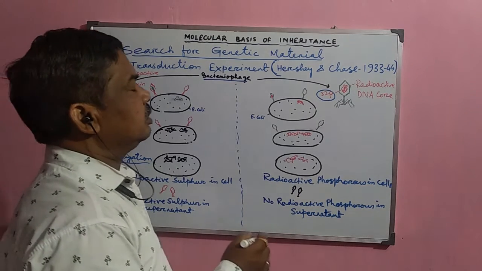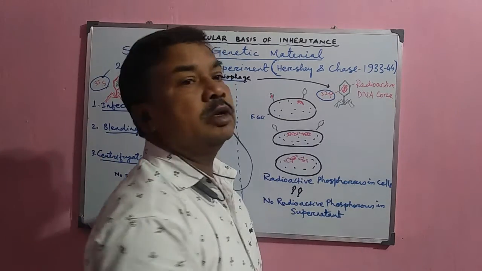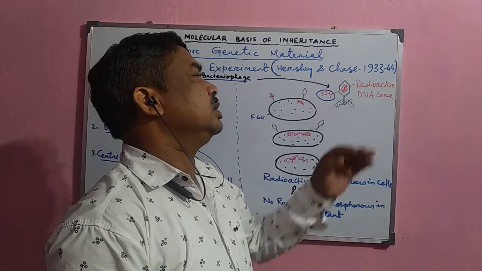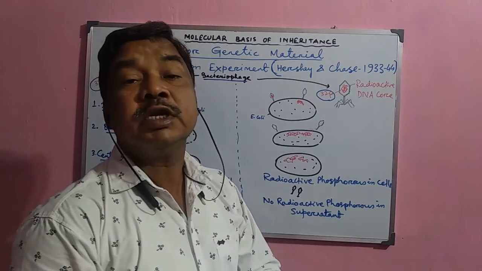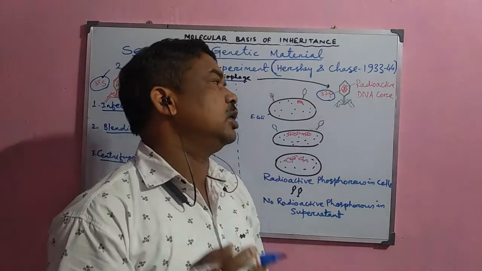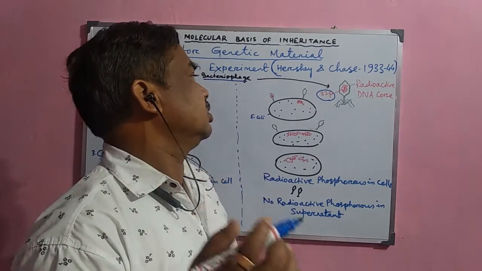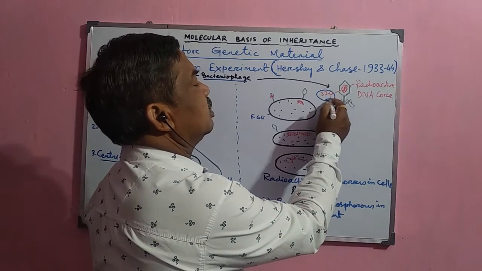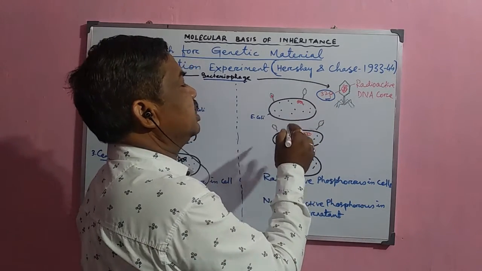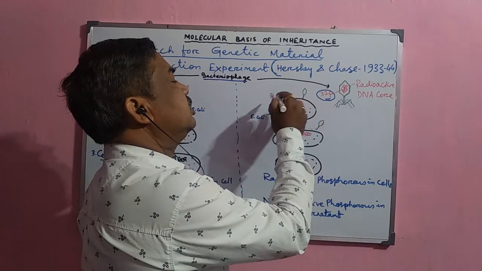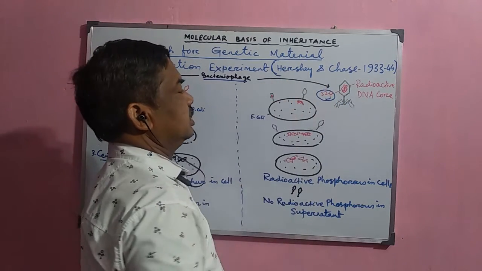Now, another culture medium contains phosphorus 32, a radioactive substance which is incorporated into the DNA molecule, because the DNA molecule contains phosphorus. So that is why in the culture medium which contains the phosphorus, the bacteriophages have DNA with this P32 radioactive substance.